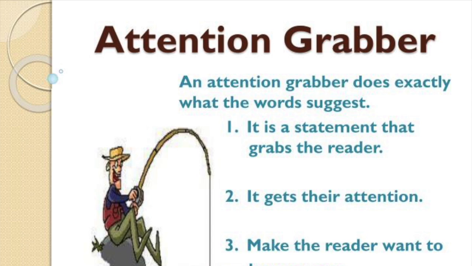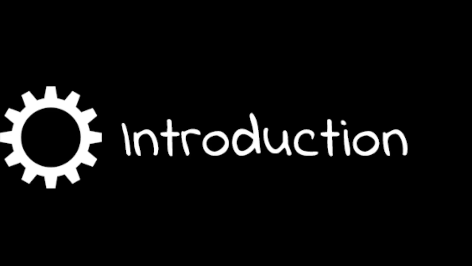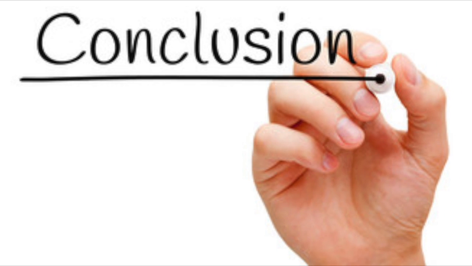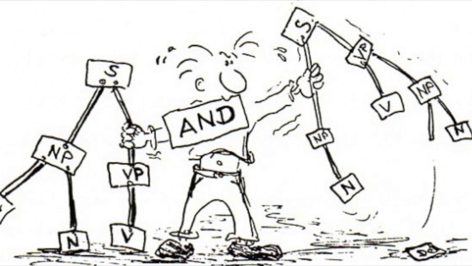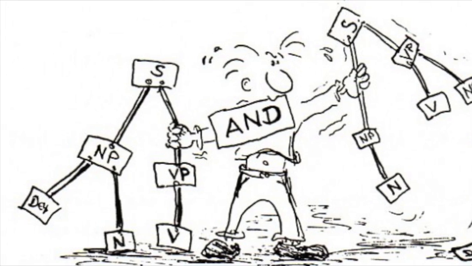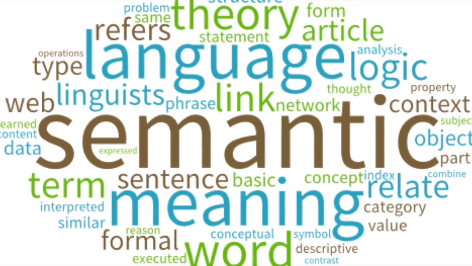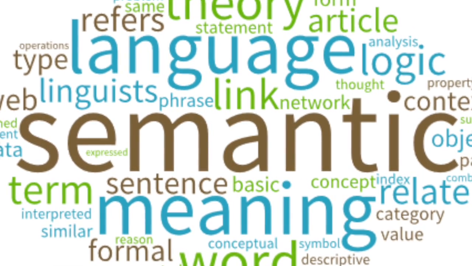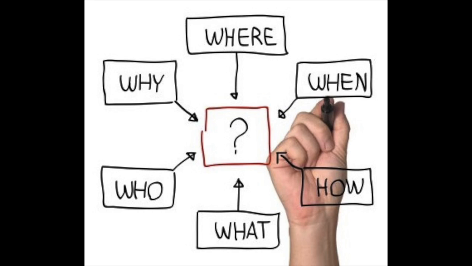There are 5 parts in messages, which are attention statement, introduction, body, conclusion, and residual message. There are 3 rules for language: the syntactic rule, which is the order of words in a sentence, the semantic rule, which is the meaning of words and how to interpret them, and the contextual rule, which is the meaning and word choice according to context and social custom.